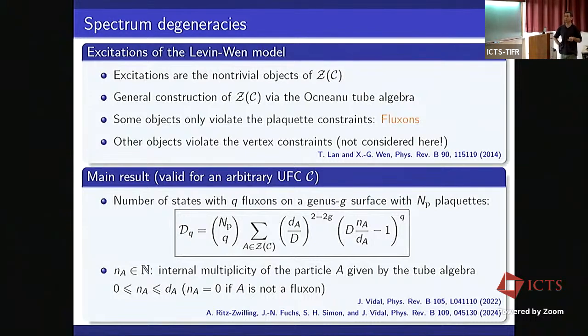And so this multiplicity, if it equals 0, it directly tells you that A is not a fluxon, so it is not associated to a plaquette excitation. So it allows you also to identify what are the plaquette excitations inside the set of objects of the Drinfeld center. So if it's non-zero, it's a fluxon. If it's 0, it's not a fluxon. And it's directly involved in this simple expression of the ground state degeneracy, of the excited state degeneracy.